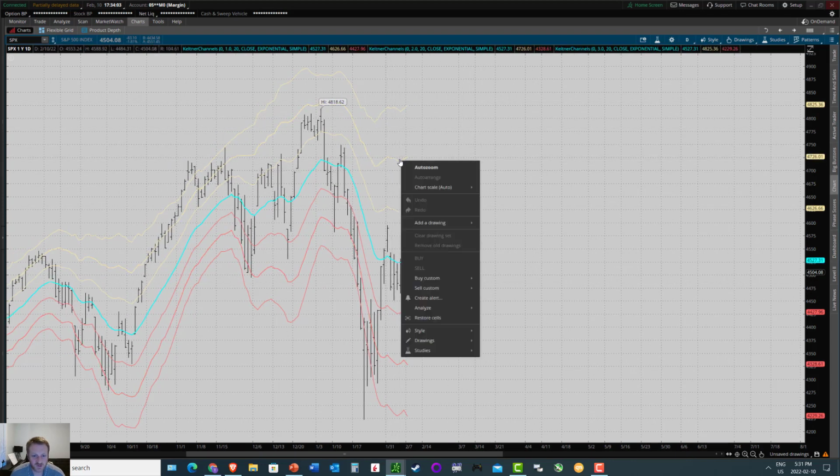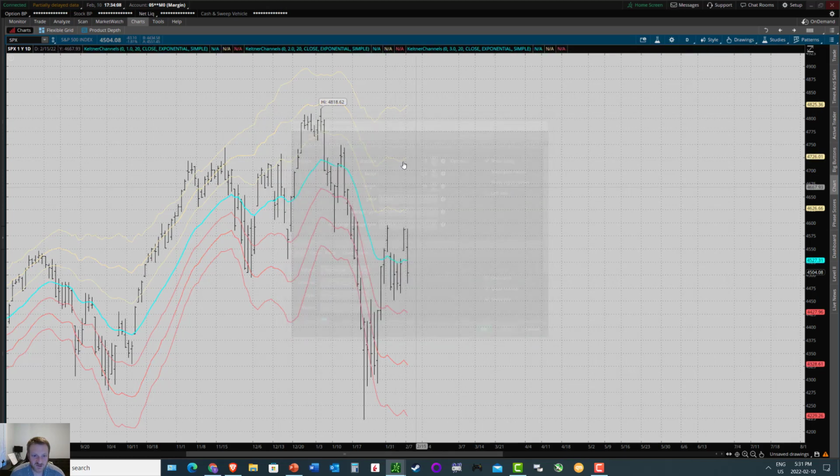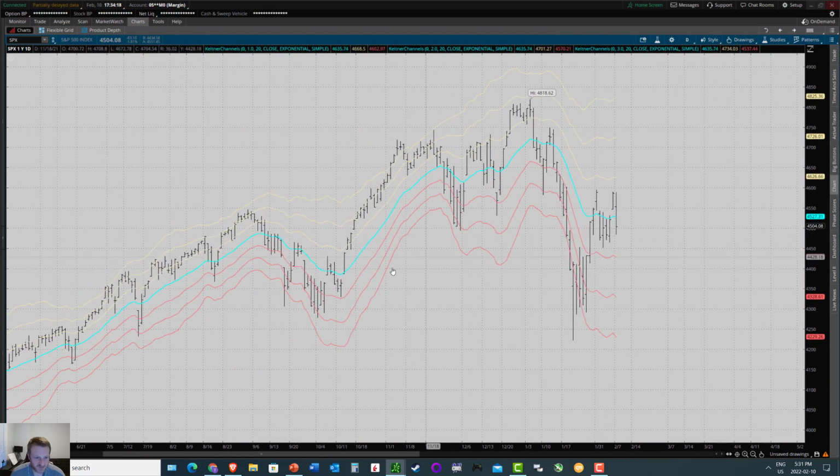Now, as far as the colors, I mean, you can change the colors. You can change what kind of line. You can just have a dotted line. That's completely up to you. As long as you have the basic settings in order, that's the main point. And what else to really remark on here?